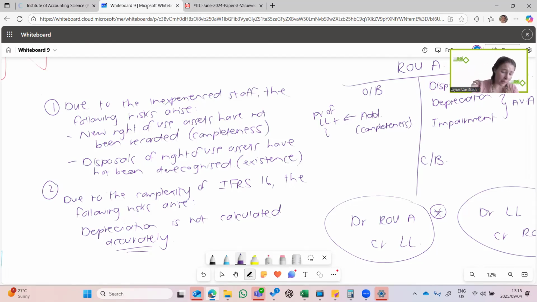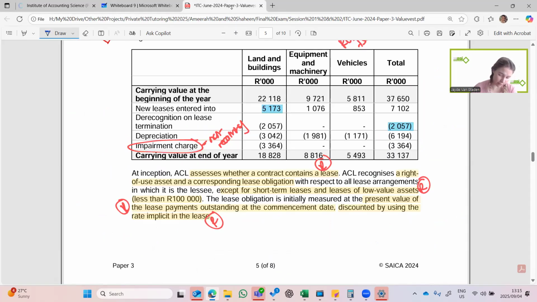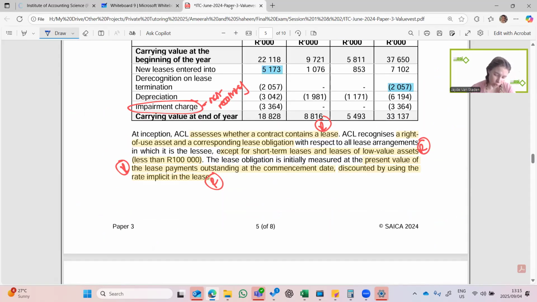Okay, I'm not going to write all of them because we'd be here all day. So I'll just speak you through the rest of the triggers. Okay, they speak about short-term leases and leases of low value assets. So this is now obviously the practical expedient for IFRS 16. We can again link this to the inexperienced staff and say that they might incorrectly classify it as a short-term lease or a low-value asset. If it's been incorrectly classified as that, it means that there should be a right of use asset that is now not there and it's going to be incomplete. So we link it to completeness.